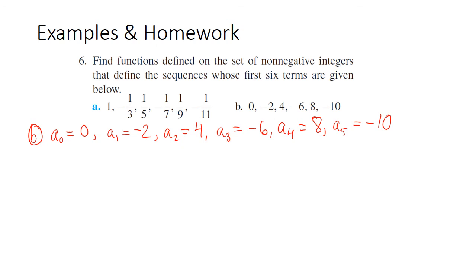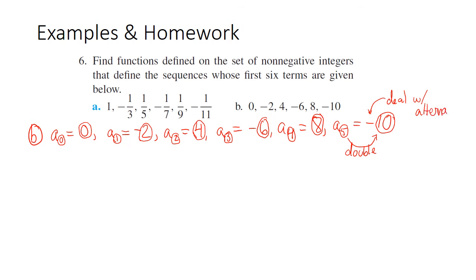What I'm seeing here is that each time I'm doubling the subscript. Here I have 0, and this is 0 times 2, and this is 1, and then 2 times 1 is 2, and then I have 2, and 2 times 2 is 4. So every time here I'm doubling the subscript. That's certainly going to be part of my formula, that doubling thing. But then the other part of it is dealing with the negative. Every other term is negative, so I need to deal with this alternating negative.